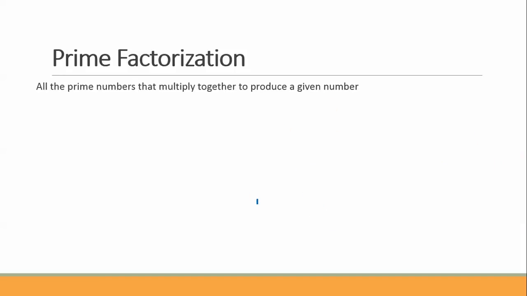Prime factorization are all the prime numbers that multiply together to produce a given number. This is what we're really going to worry about the most, is prime factorization, because it makes finding least common multiples and greatest common factors much easier.